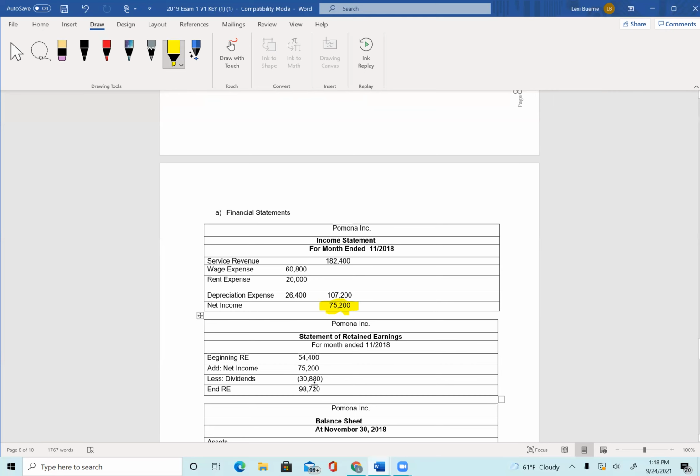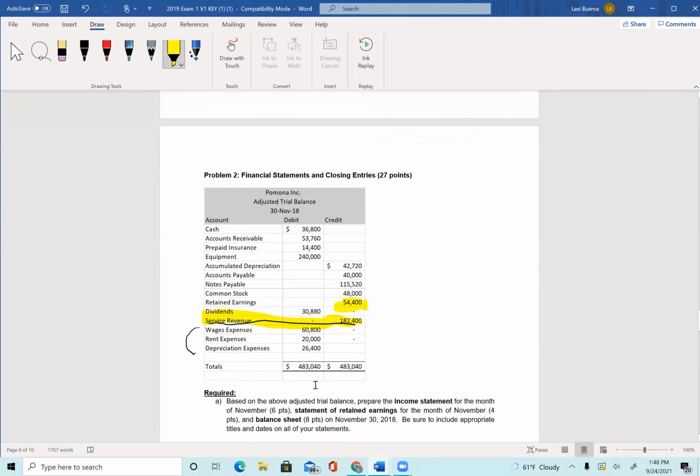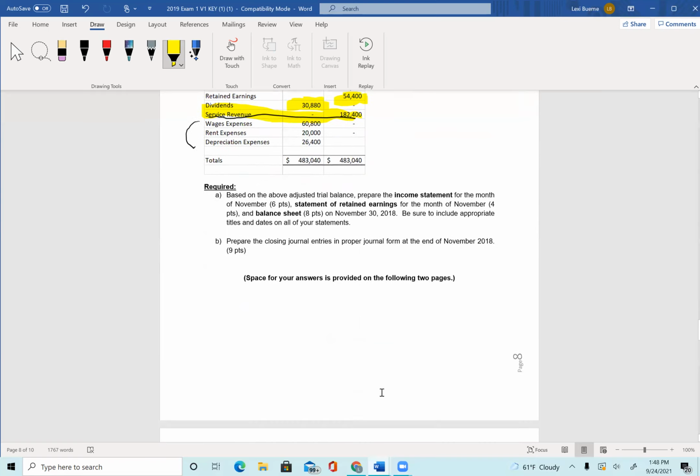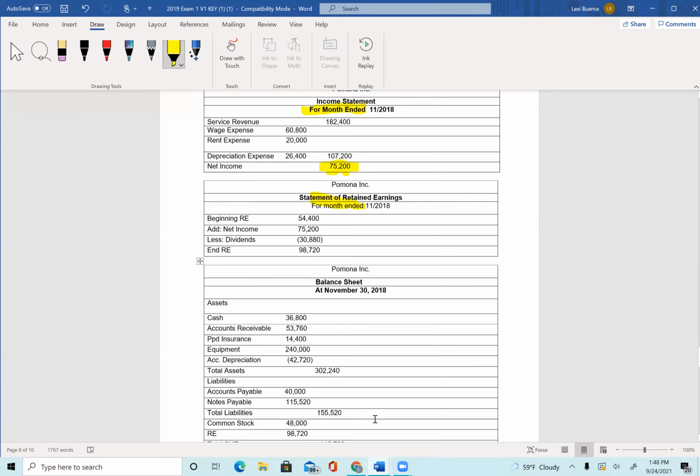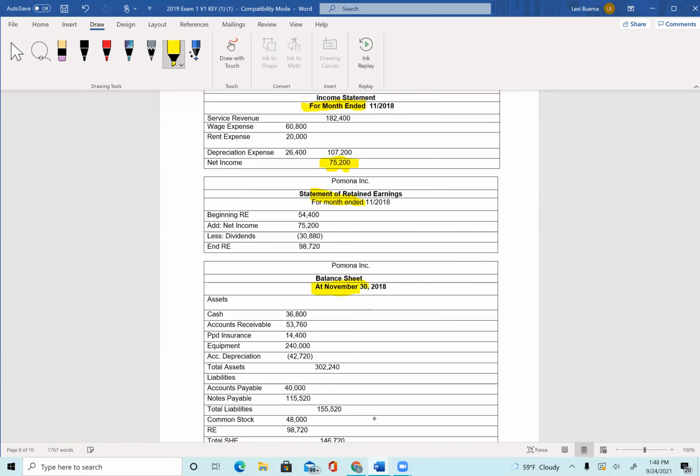And then we subtract out our dividends. Our dividends we found right here. If it didn't give you dividends, you would just subtract out nothing. And then that's your ending retained earnings. Now for your balance sheet, before I start, make sure you take a look at the dates here. Your income statement and your statement of retained earnings are always going to be for the month ended, and your balance sheet is going to be at the specific day.